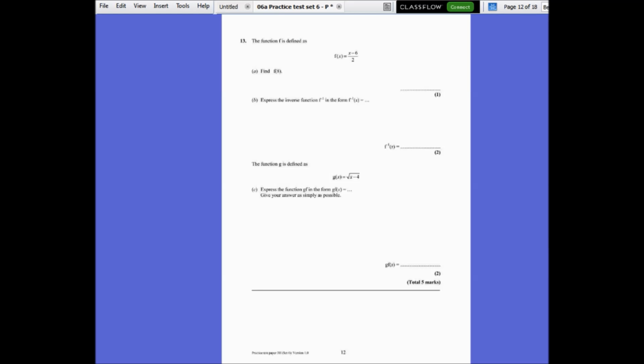Question 13. The function f is defined as f of x equals x minus 6 over 2. Find f of 8. Well, all we do for this is just put 8 in as x, so 8 minus 6 is divided by 2. 8 minus 6 is 2, divided by 2 is just 1.